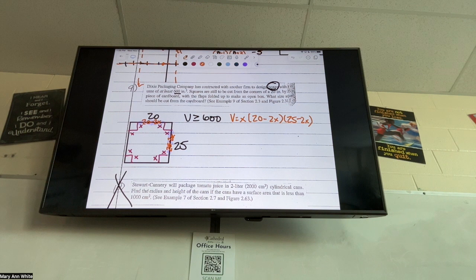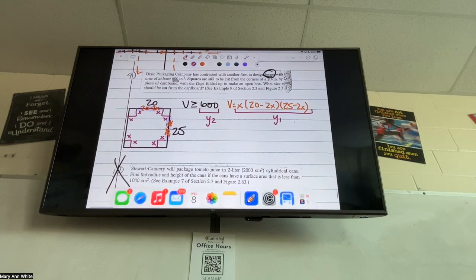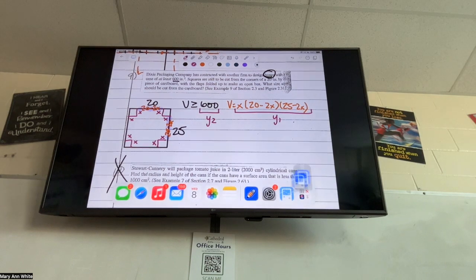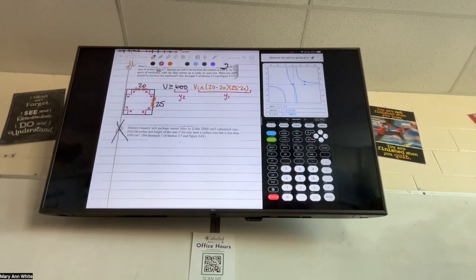You graph that? Graph it. I want one of your Y's to be X times 20 minus 2X times 25 minus 2X. I want your other Y to be 600. And we're going to see where they intersect and where that interval is. So I'm going to take my graph and I'm going to put in X times 20 minus 2X times 25 minus 2X and then 600.